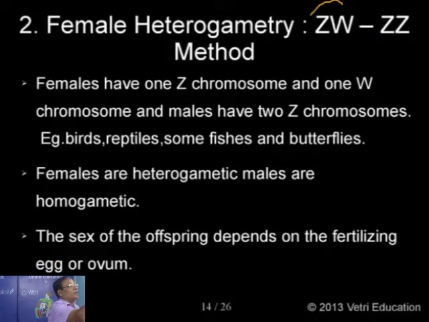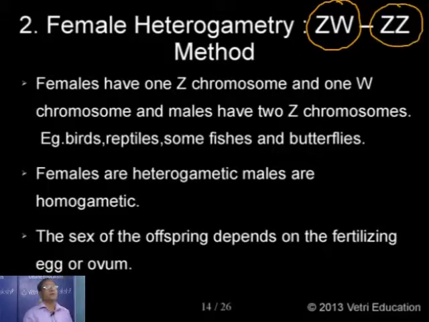Here the female has two different sex chromosomes, and the males are similar. So we have similar types of sperms produced by the male, but the eggs are of two different types, 50% with the Z and 50% with the W. Those eggs having Z, fertilized by the sperm, develop into the male once again. And those eggs with the W chromosome, when fertilized by the sperm having Z, develop into the female. As the females are heterogametic, whichever sex is heterogametic is the one which decides the sex of the individual in the next generation.